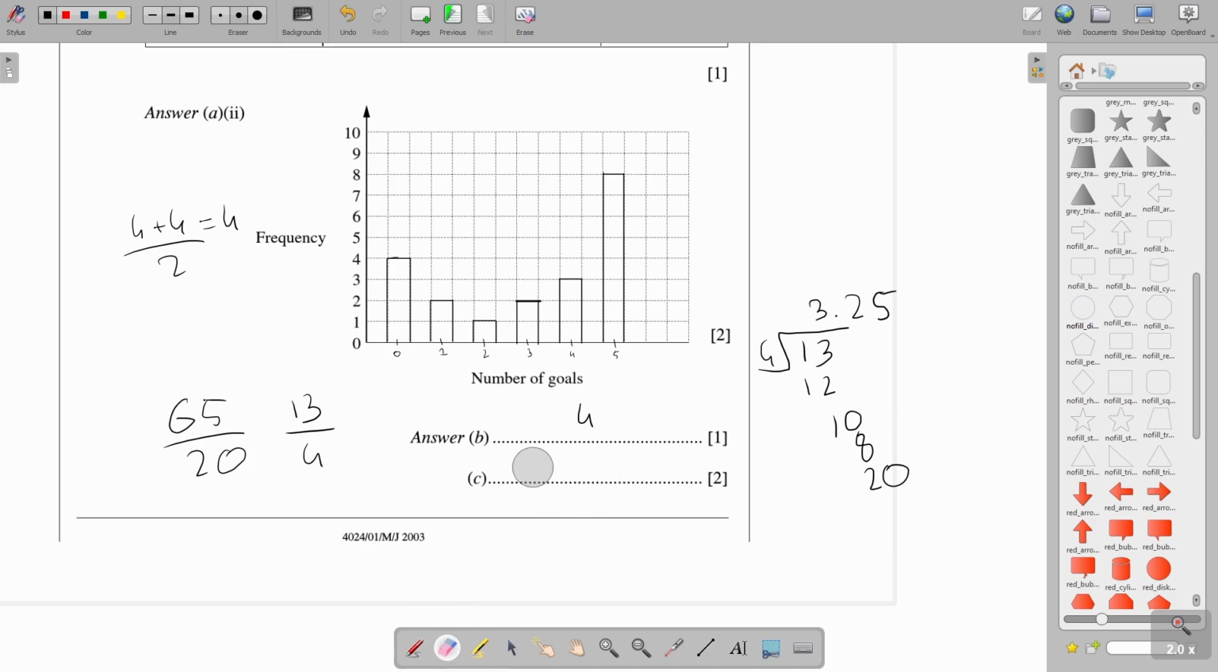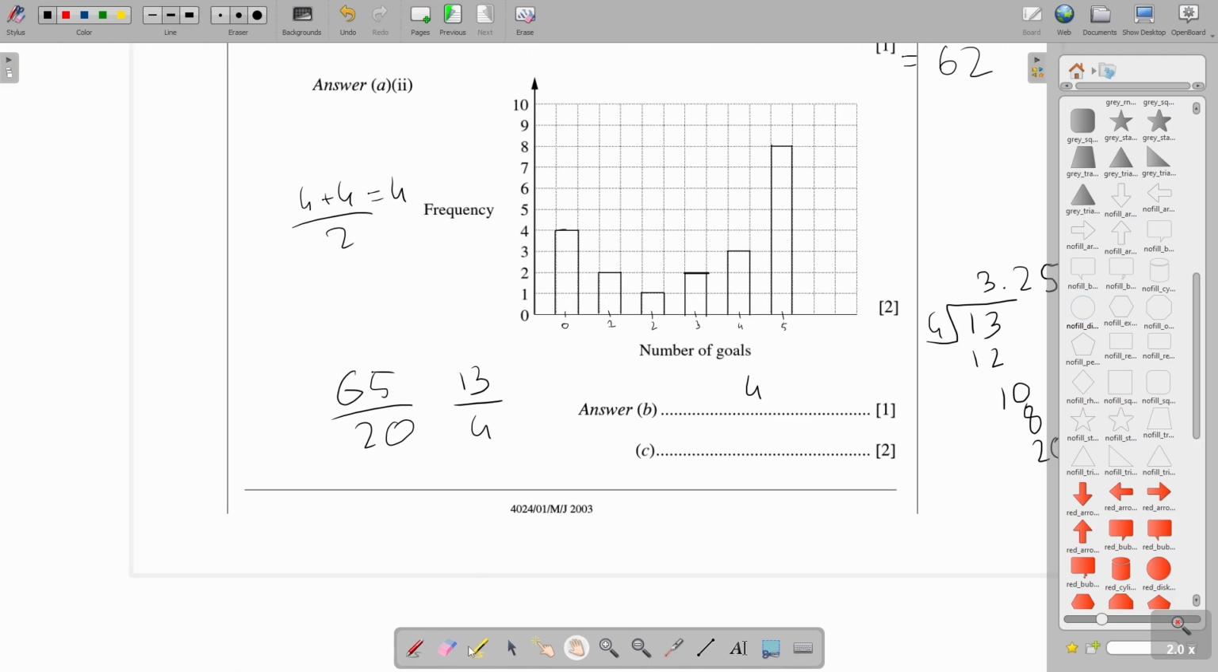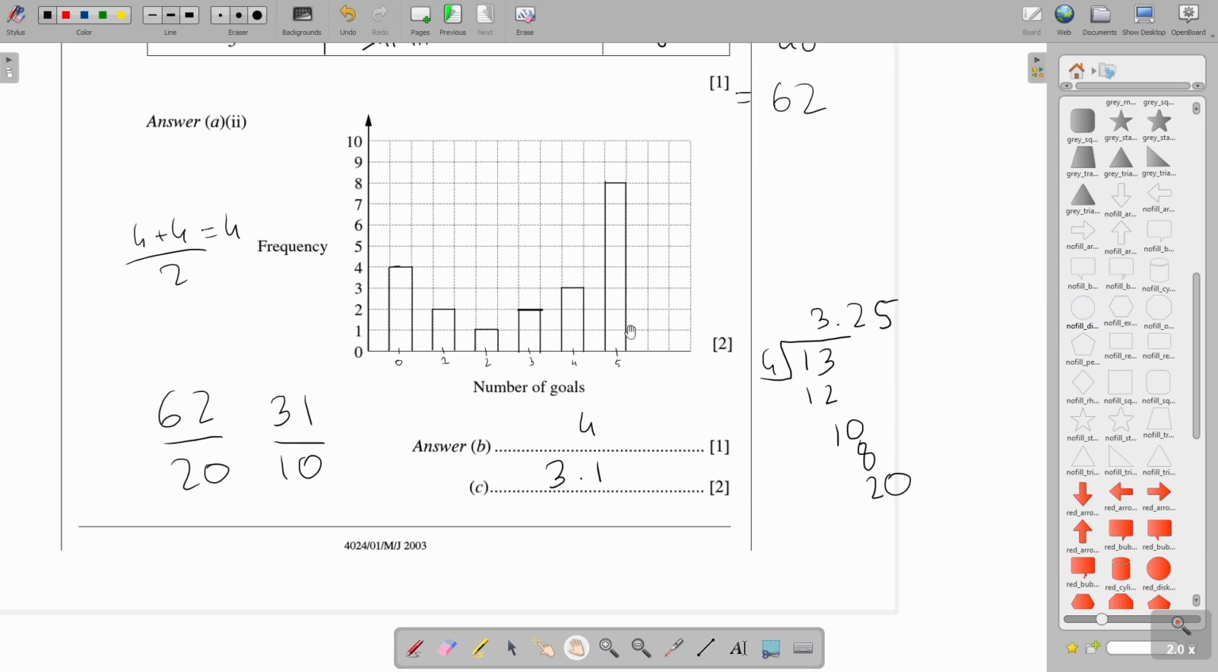And then our mean would also be different. When I add all of these up, 2 plus 2 is 4, 4 plus 6 is 10, 10 plus 12 is 22, and then this would be 62, right? So it would be 62 divided by 20. And again, I can simplify this. 2 3s are 6, 2 1s are 2, and then 2 10s, and then this would be 3.1. So this is what the correct answers are.